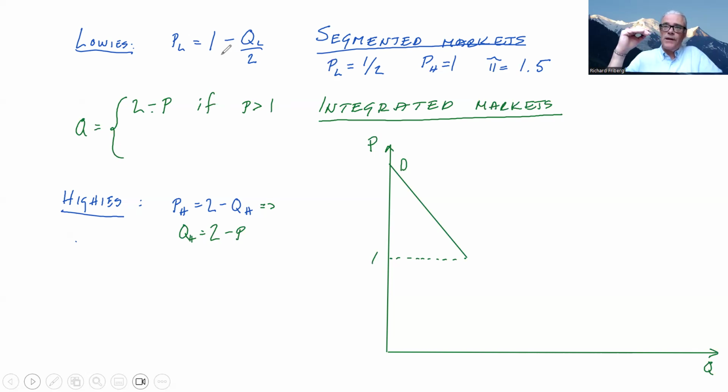If price is 1 or below, we're going to be having demand from both groups. So it's going to be 2 minus P from the high group, plus the low group, reshuffled here as well. So we have that QL equals, multiply up by 2 and shift over, 2 minus 2P. So plus 2 minus 2P, that's equal to 4 minus 3P. We can erase that intermediate step.